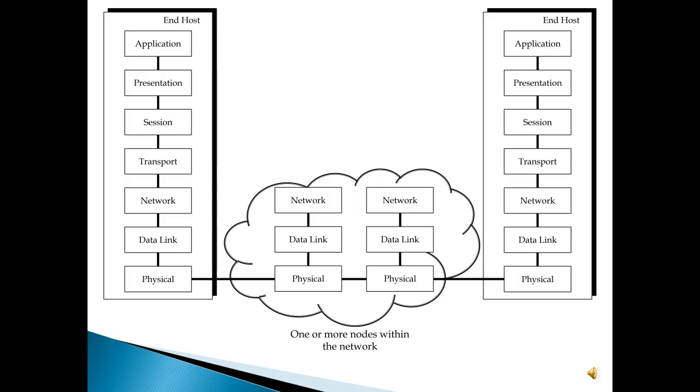Now we can see how the specified data gets communicated. The data gets communicated with end-to-end host technology. The particular data is created and initiated by different layers accordingly. We can see there are one or more nodes within the network. The network is initiated with these three layers, that is physical, data link, and network.